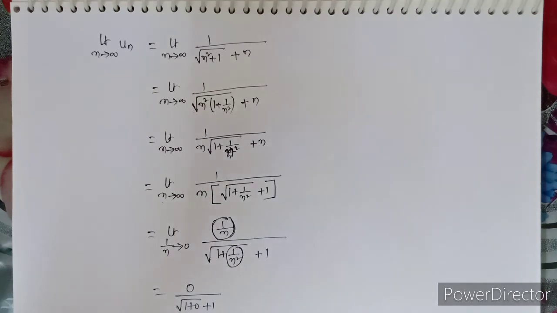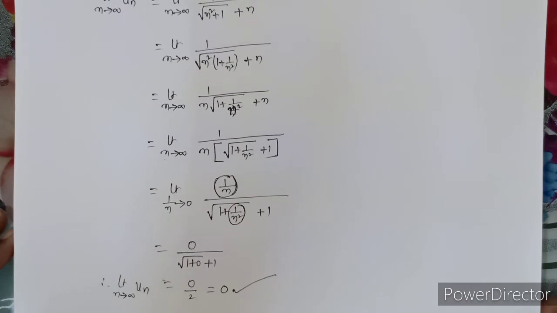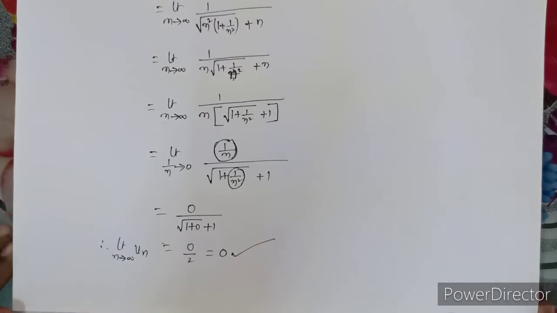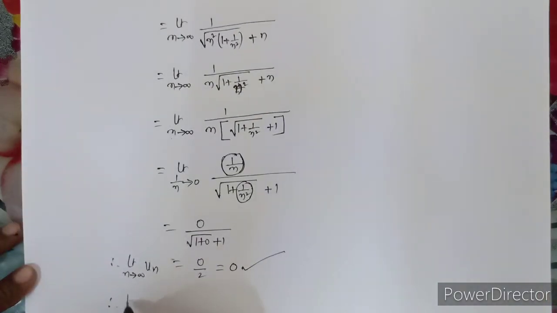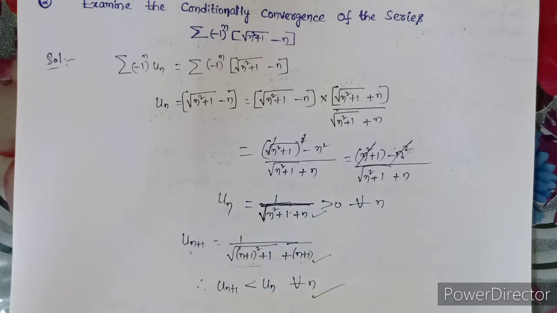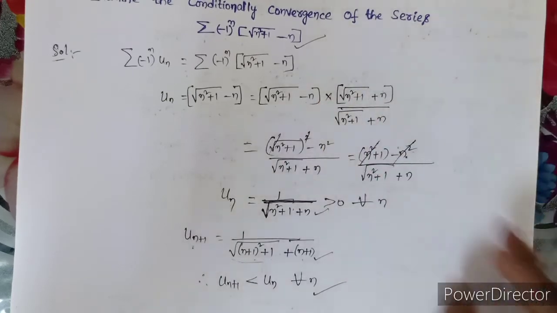Therefore, the first condition is that each term is numerically less than its preceding term, and the second is that the limit of u_n is 0. Both conditions of Leibniz test are satisfied. Therefore, by Leibniz test, sigma u_n is a convergent series. This alternating series is a convergent series. Our target is to find out whether this series is conditionally convergent or not.